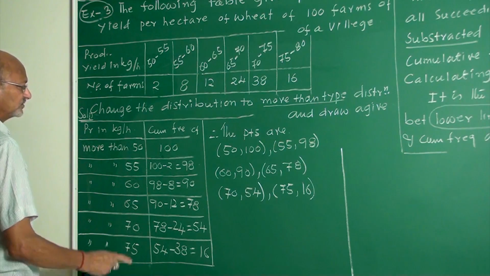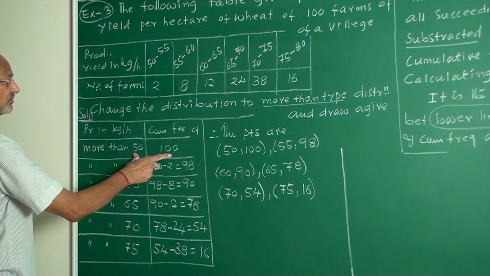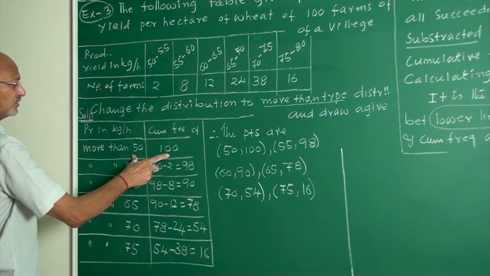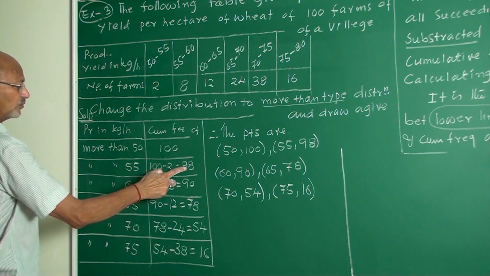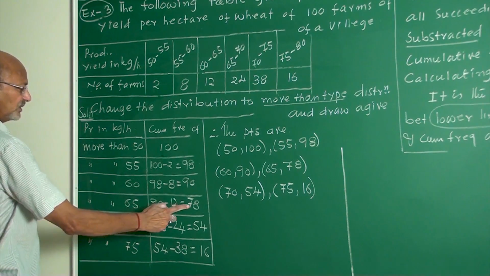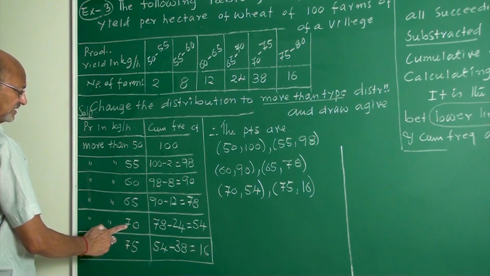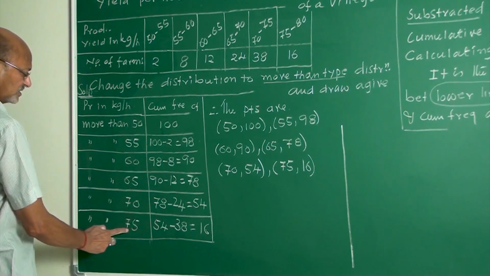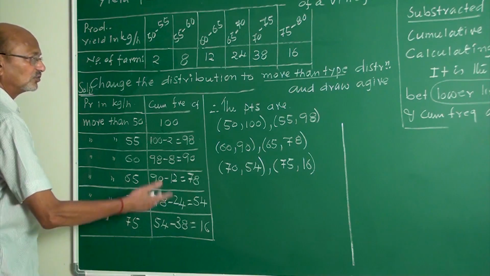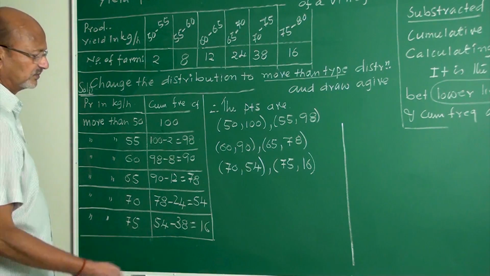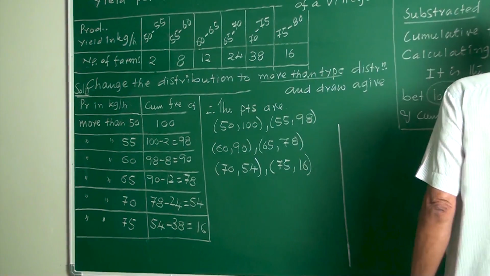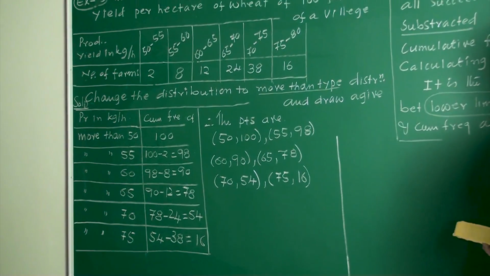Therefore, what are the points? Lower limit 50, 100; I have written all the lower limits: 50, 100; 55, 98; 60, 90; 65, 78; 70, 54; 75, 16. The points are written. Then you have to draw the graph. Copy it, my friends. Now I will remove this and write here the graph.